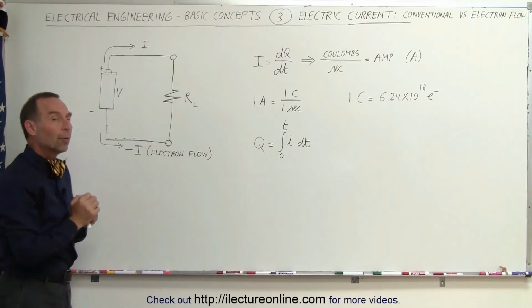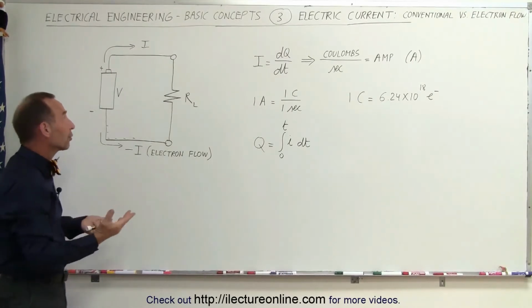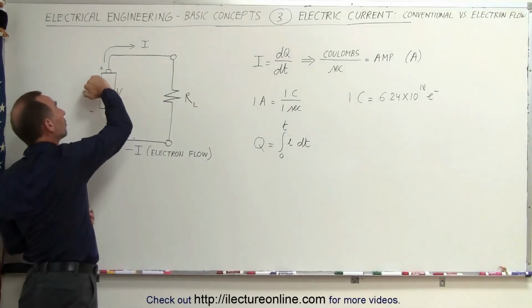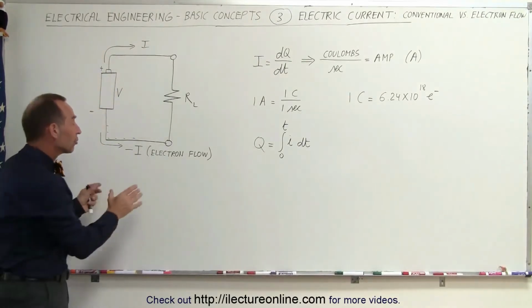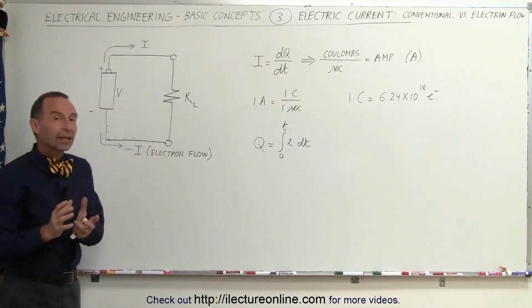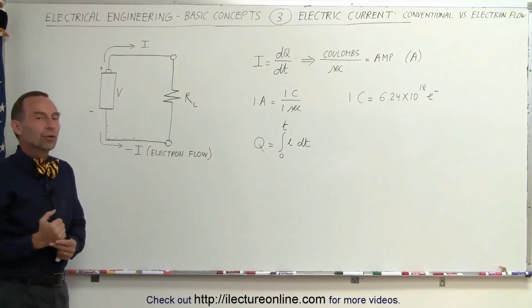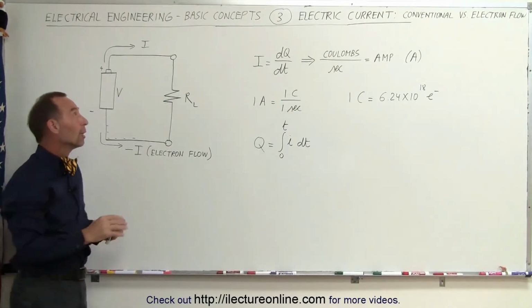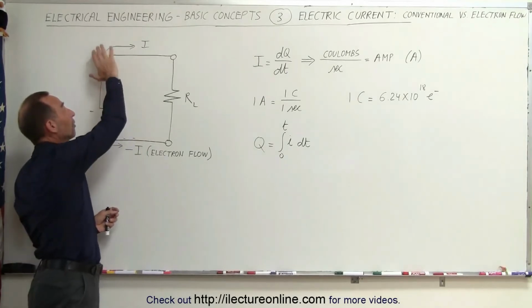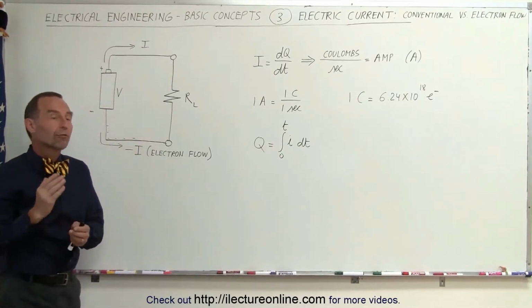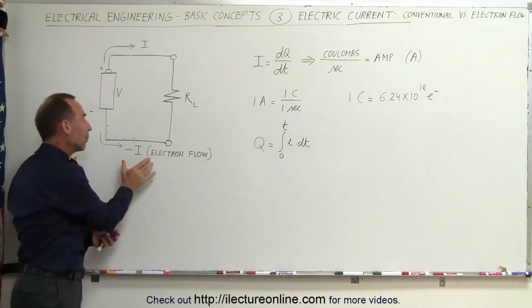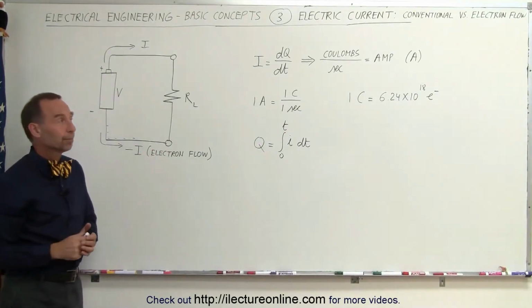What we're going to do from now on is assume that the positive current, the conventional current, is flowing from the positive to the negative side, while we understand that the electrons are flowing in the opposite direction, and the electrons then form the negative current. That way we're always safe. We can say the conventional current flows from positive to negative, and the electron current flows from negative to positive, and we call that therefore the negative current.